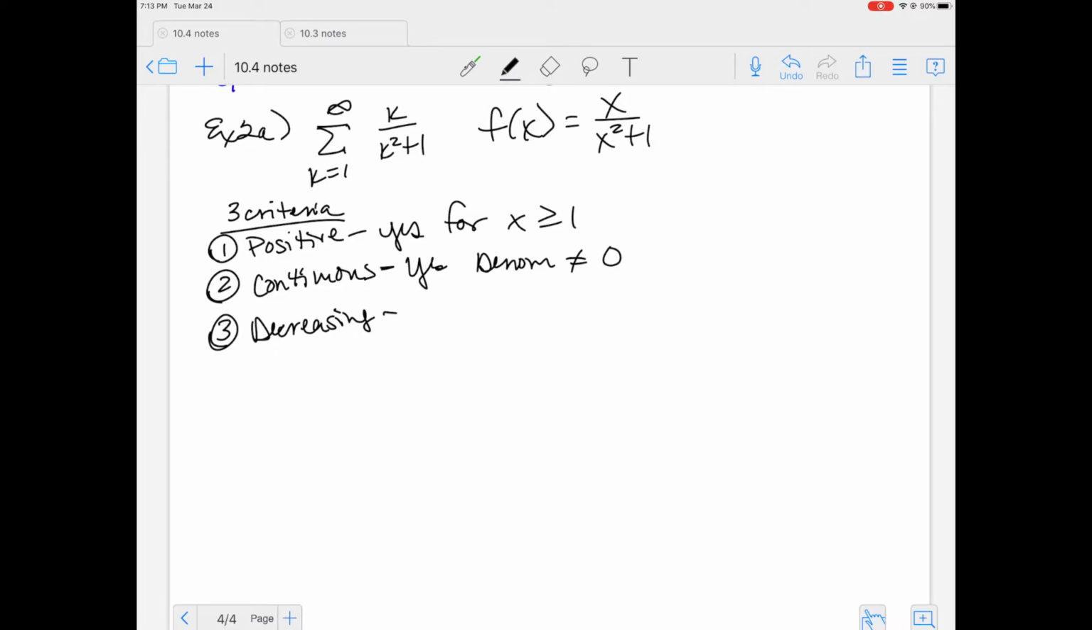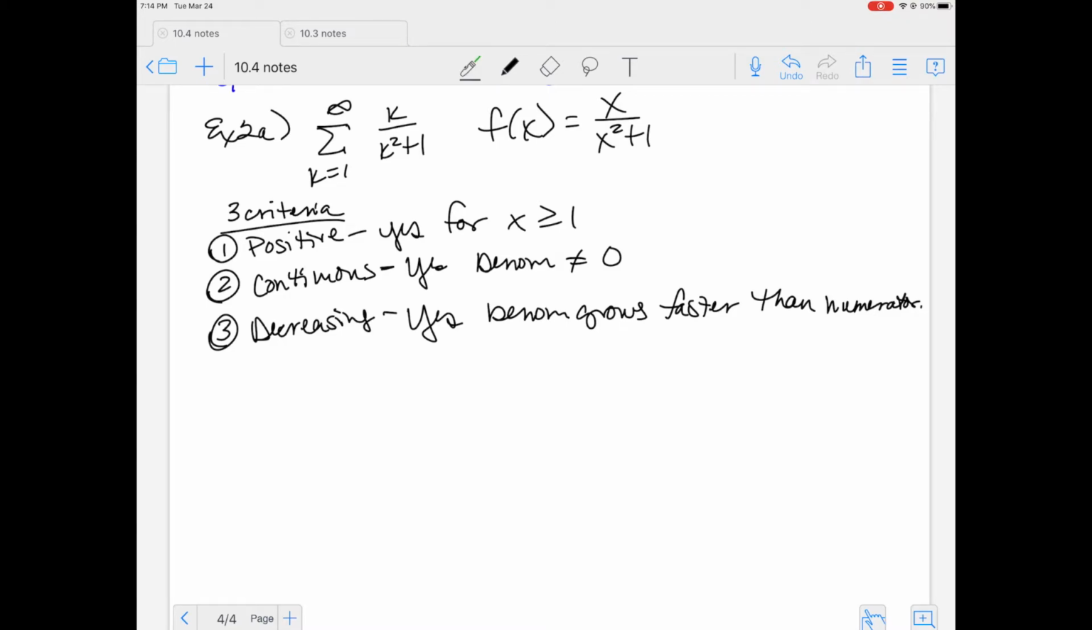Is it decreasing? Yes. The denominator grows faster than the numerator, right? Another way to determine decreasing is if you were to take the derivative of this, right? The first derivative. If the first derivative is negative, you know that that's also decreasing. Okay, those are my 3 criteria.